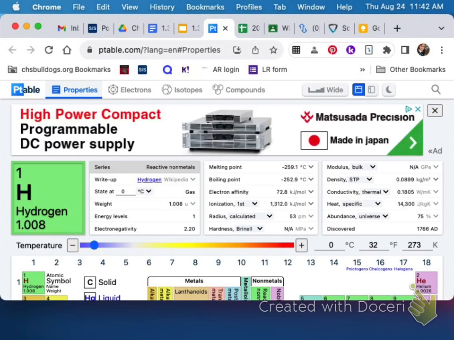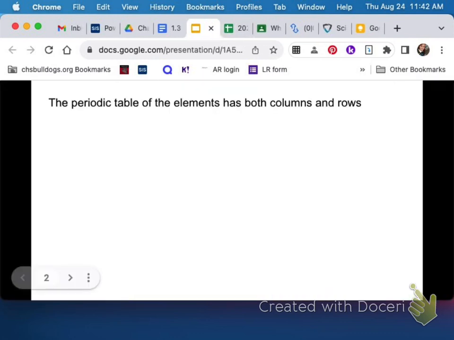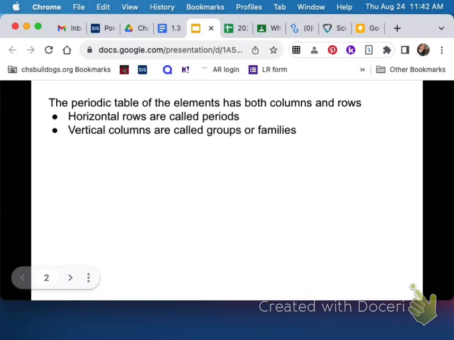So, to begin with, I don't know why it just auto-clicked that for me. Not what I asked for. There we go. Okay, the periodic table has both columns and rows.